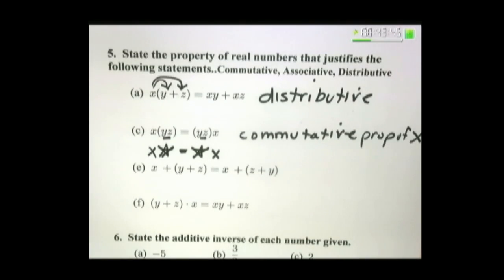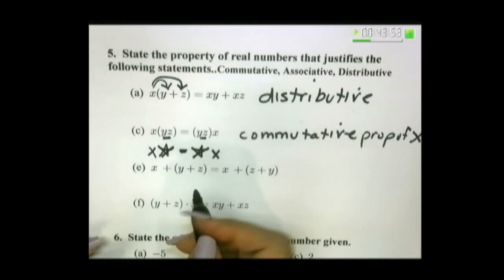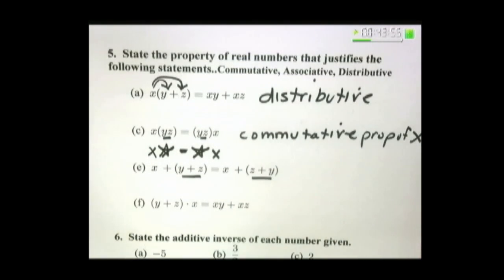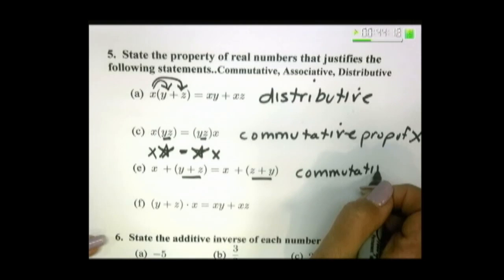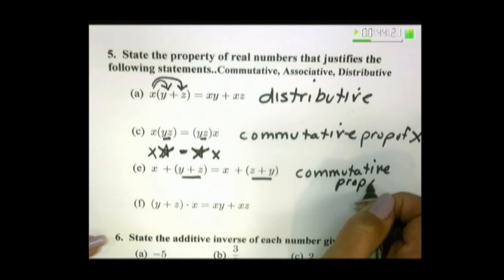X plus Y plus Z equals X plus Z plus Y. Now, are our groups different? How are they different? Yes, they are different, but they are different because the order has changed. We don't have different addends, but the order has changed. So what property deals with order? The commutative property, and that's what that is. The commutative property of addition.